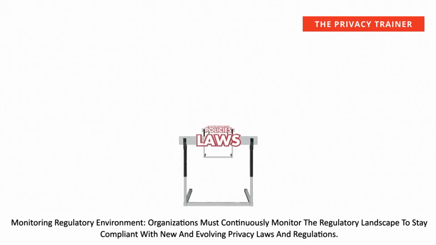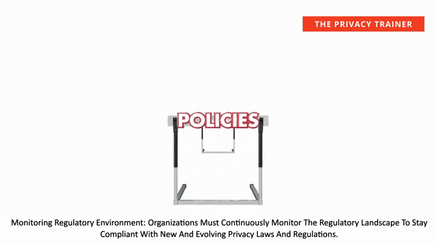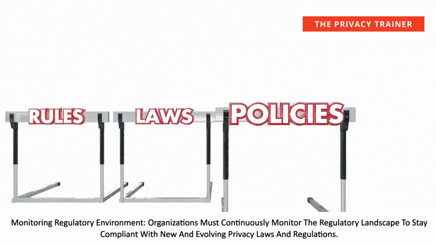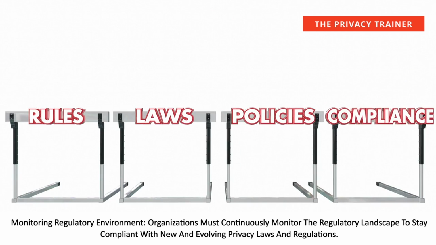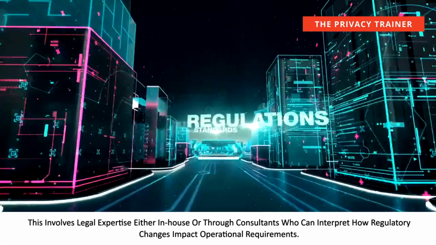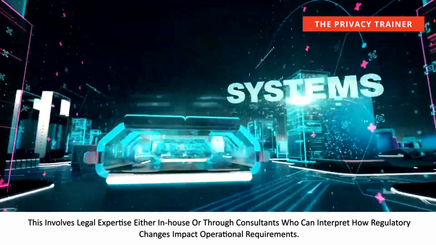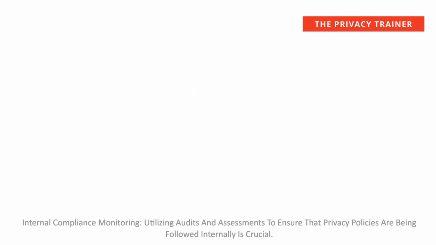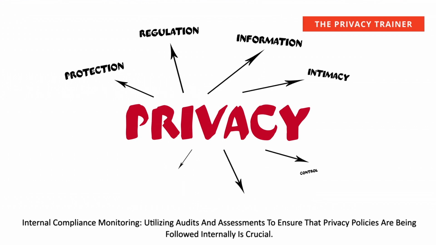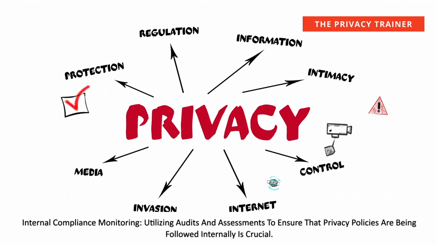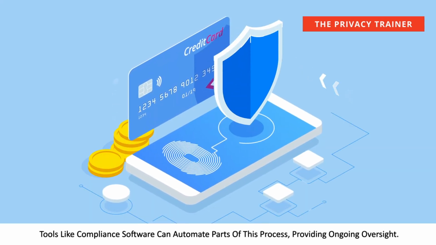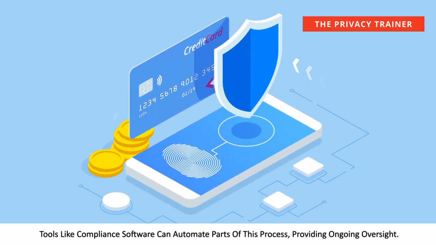Monitoring regulatory environment. Organizations must continuously monitor the regulatory landscape to stay compliant with new and evolving privacy laws and regulations. This involves legal expertise, either in-house or through consultants, who can interpret how regulatory changes impact operational requirements. Internal compliance monitoring. Utilizing audits and assessments to ensure that privacy policies are being followed internally is crucial. Tools like compliance software can automate parts of this process, providing ongoing oversight.